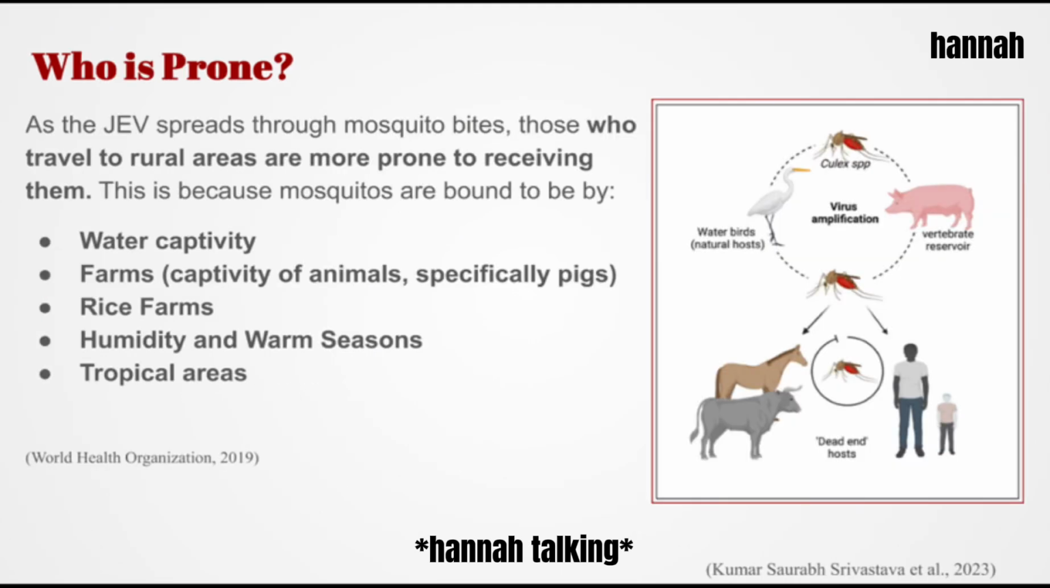Well, who is prone to Japanese encephalitis? As the JEV spreads through mosquito bites, those who travel to rural areas are more prone to receiving them. This is because mosquitoes are bound to be by water captivity, farms, especially captivity of animals and pigs, rice farms, humidity in warm seasons, and tropical areas.